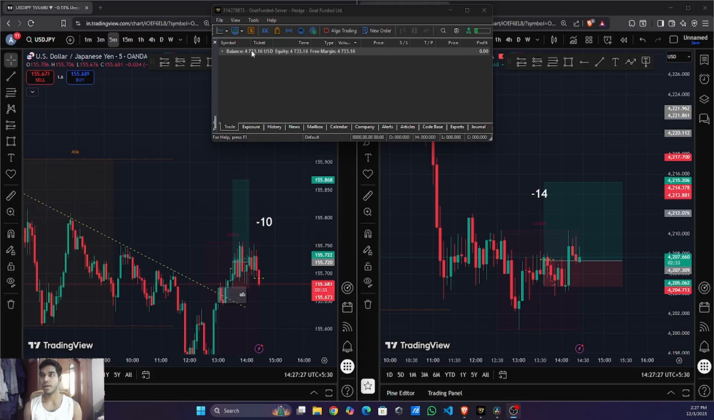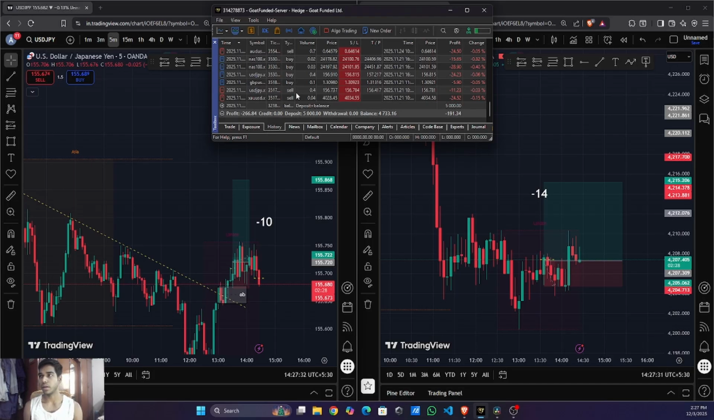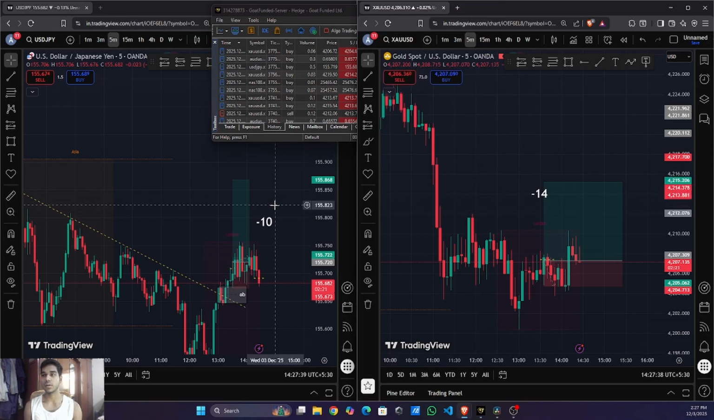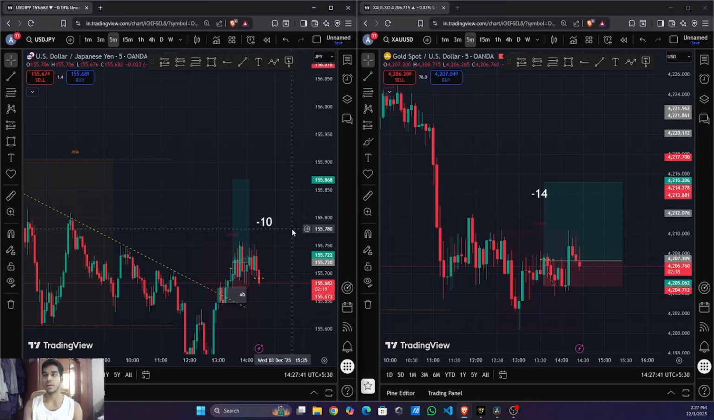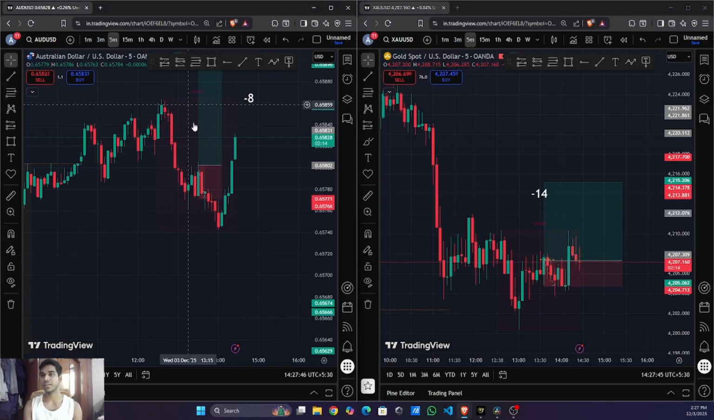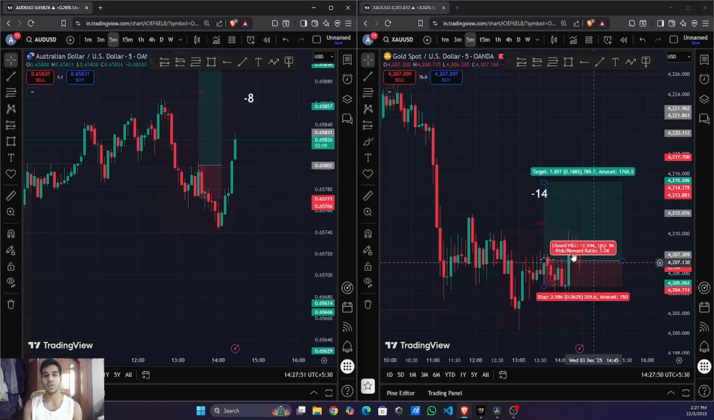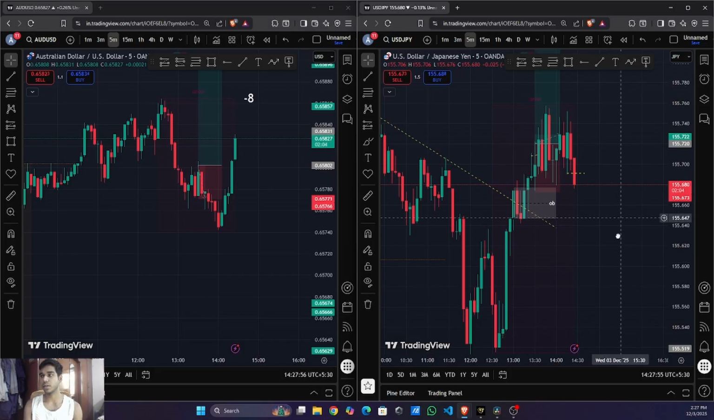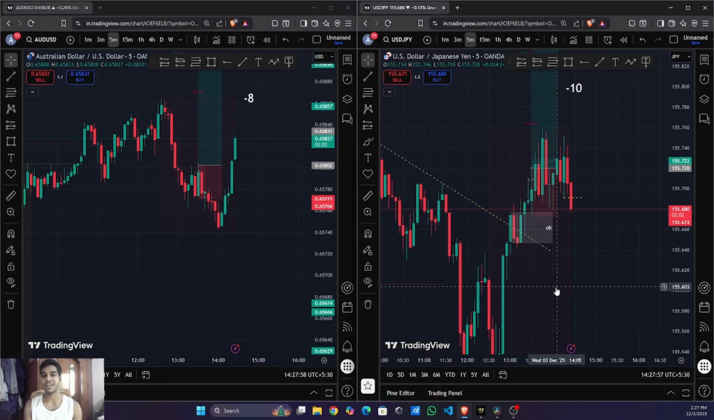Okay, bad day again. 733 is the balance. All three trades were losing, and we lost $14 in gold, $10 in JPY, and $8 in AUD. The bad part is you can see it is going up, but after sweeping, same with gold, it swept and now it's going up. And JPY so far has perished, so another unlucky day, and nothing can be done.